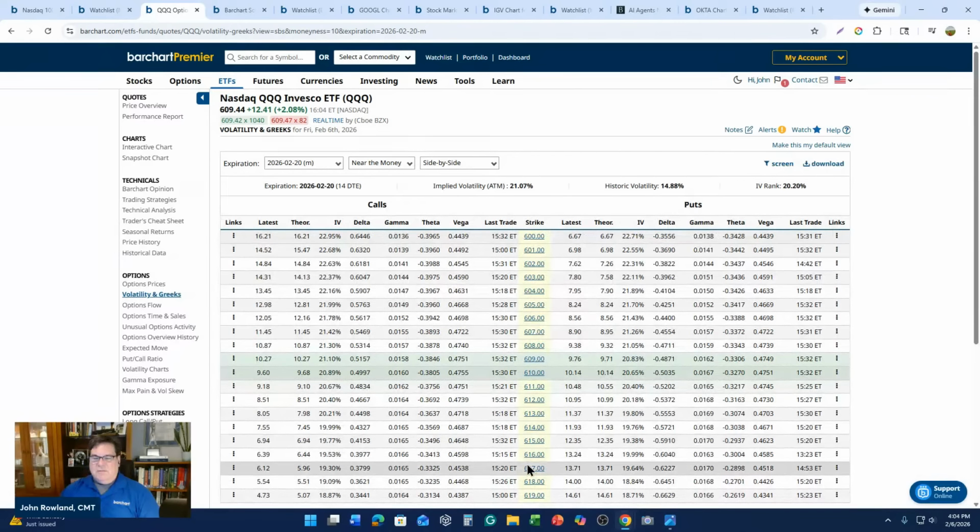And so you can see at the 16s, the delta was around 62. One option represents 100 shares, but this put's delta tells you that your exposure is about 62 of those 100 shares. So you could buy 62 shares, and then you would be neutral to the market. Am I explaining this right?